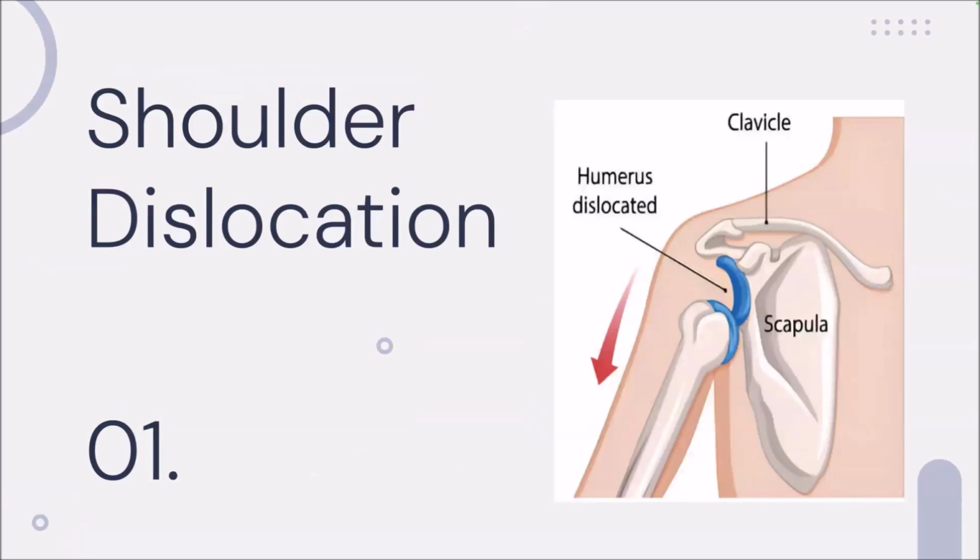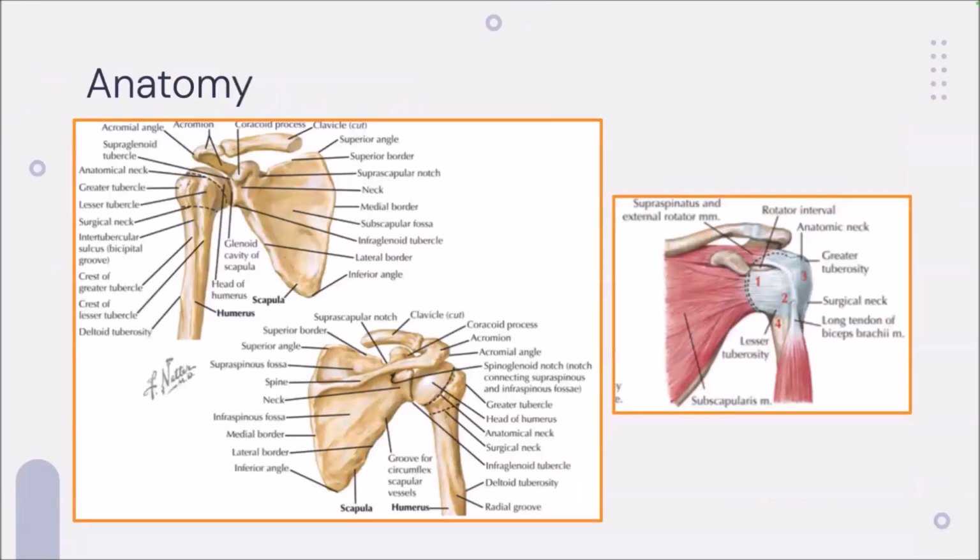So first we'll start with shoulder dislocation. This is the anatomy. The shoulder joint is a ball and socket joint composed of the humerus head and the glenoid cavity, where the head of the humerus has a larger surface area than the glenoid, which leads to a small contact area between the joint, making it highly mobile, but with less stability.